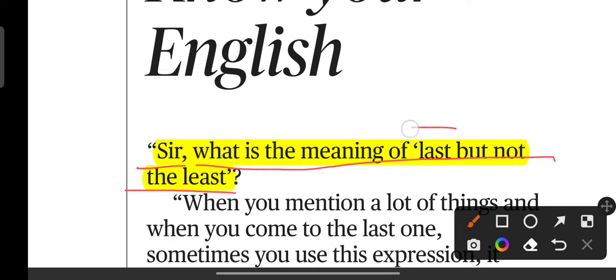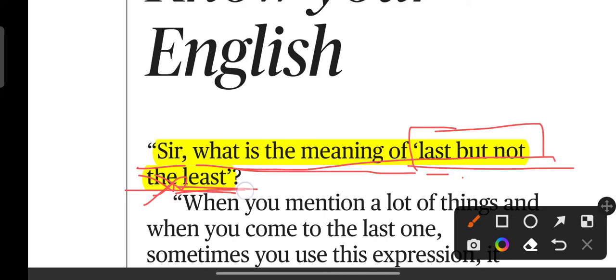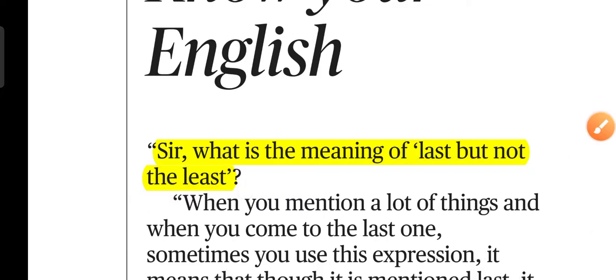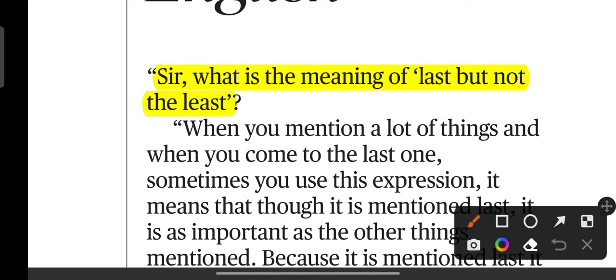Actually the question is wrong. The question must be like last but not least. Okay, you have to remove the from here. Okay, just remove in the beginning. So the question is, sir, what is the meaning of last but not least? Okay, this is the correct expression. And now teacher is providing the answer.